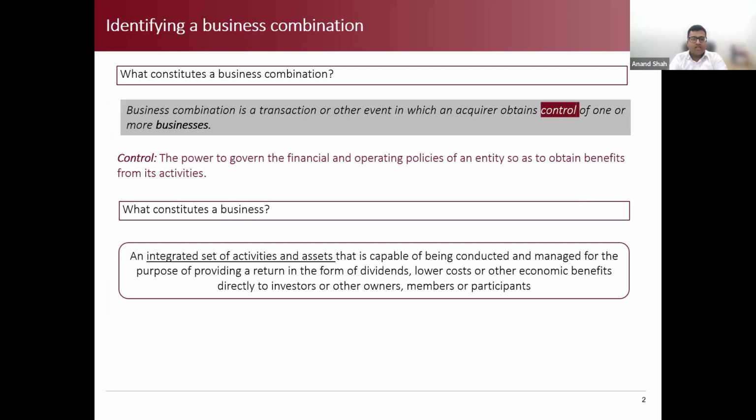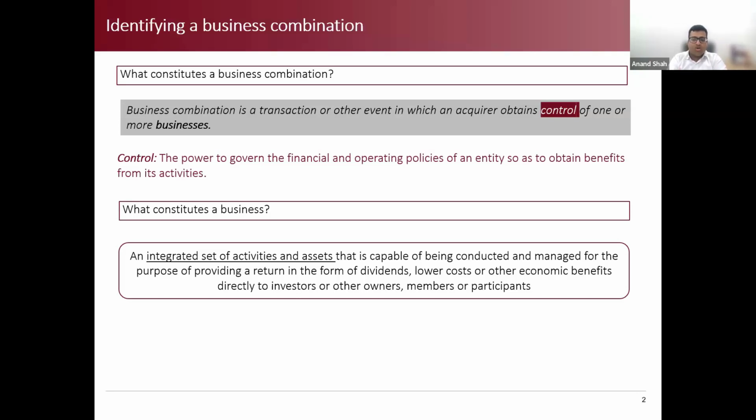A business combination is a transaction or an event in which an acquirer obtains control of one or more businesses. What we need to stress here is control and businesses. Control, as the name suggests, is the power to govern certain policies of an entity so as to obtain benefits from its activities. By the meaning of the word, control means you have the right to control the activities of a business, and the right to make certain strategic financial decisions in a business. That's when you're said to have control.